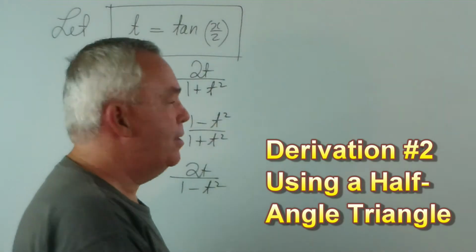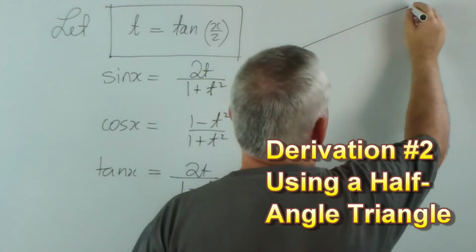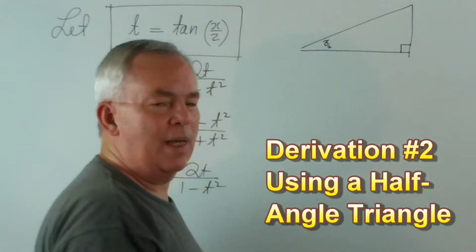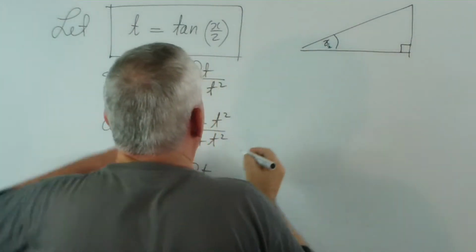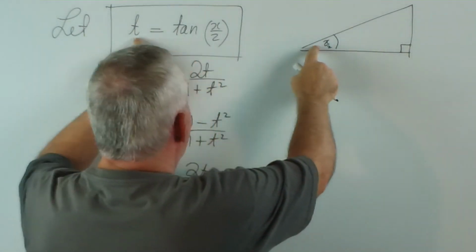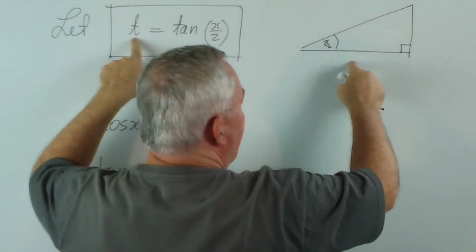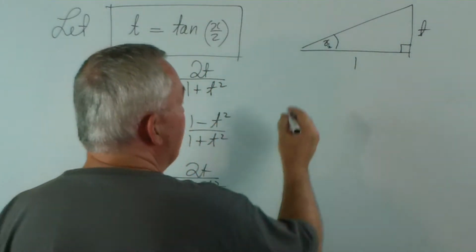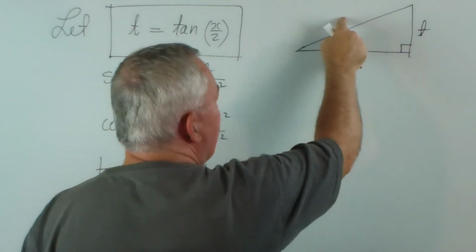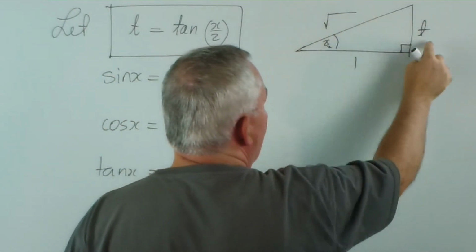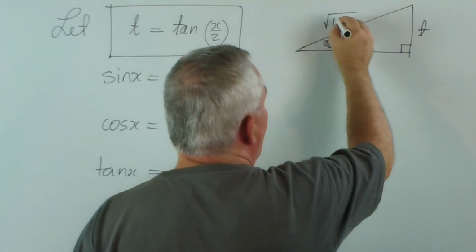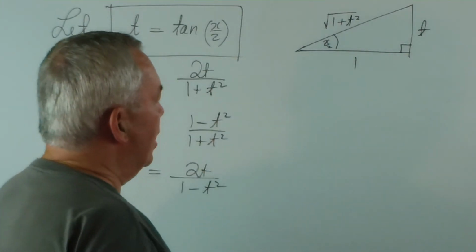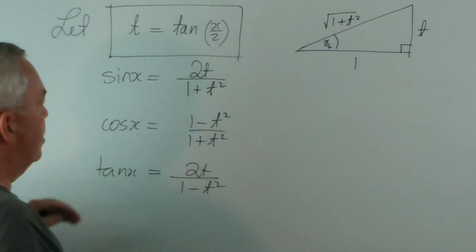Okay, the first of the 2 methods using a diagram uses a diagram of a triangle with an angle of x on 2, which sort of makes sense, doesn't it? And if we know that the tangent of x on 2 is t, and tangent is opposite over adjacent, then we could write t and 1. And if I use Pythagoras' theorem on this triangle, then this length here will be the square root of that squared plus that squared. So I'll write 1 plus t squared. So we're going to use this triangle to derive these.